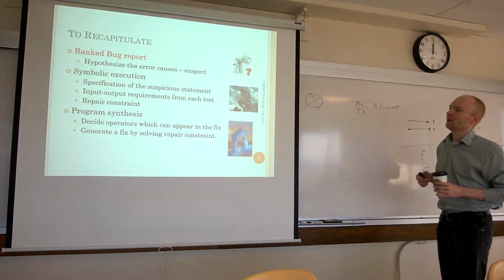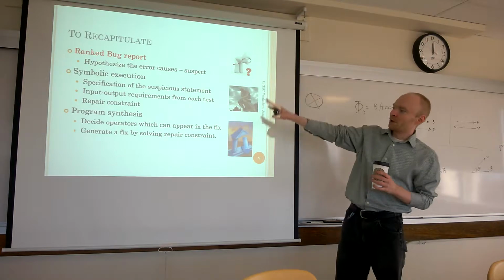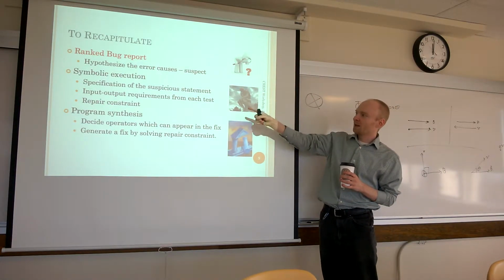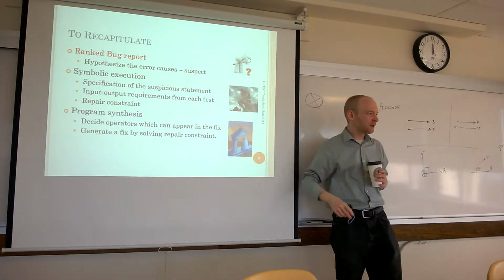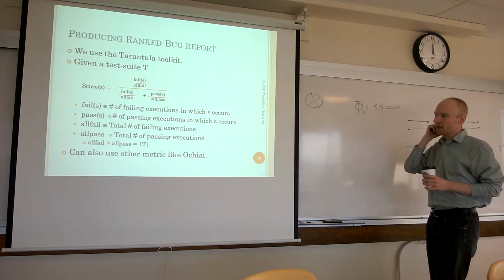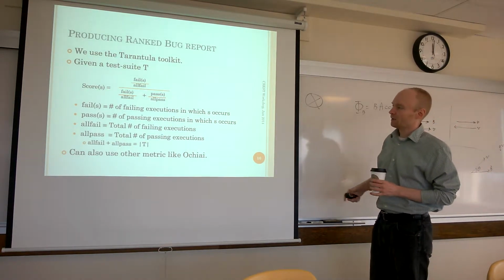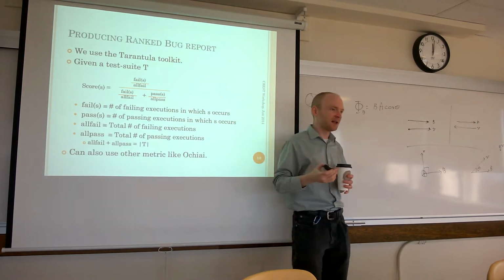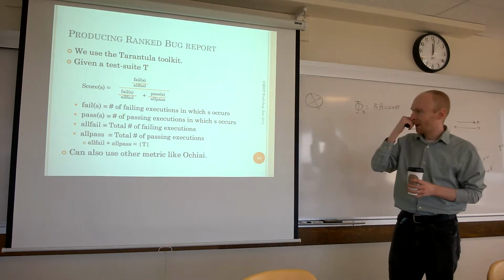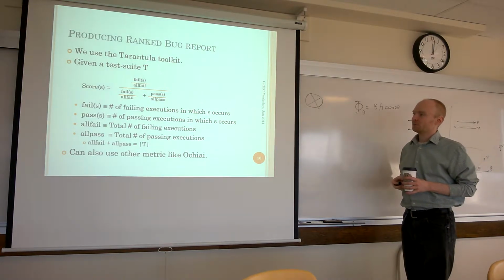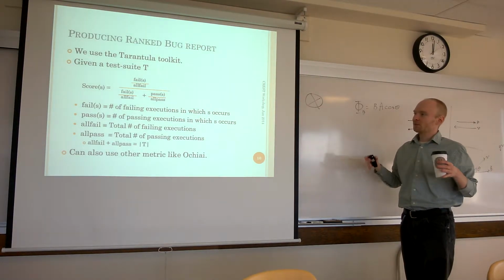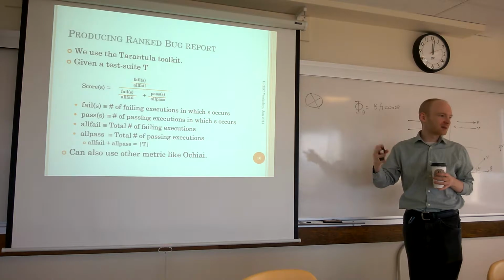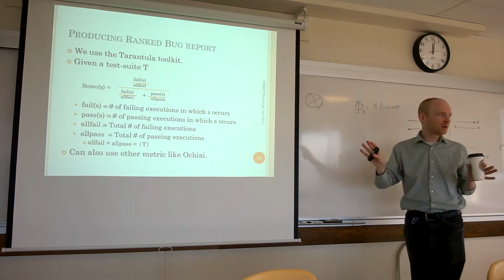Okay, so going back over everything, these are our steps again. We've got this ranking, we've got symbolic execution, we've got program synthesis, and you've seen Tarantula already. So we have these notions of evidence that are given based on statements executing inside the failing tests versus all of the passing tests. You should be familiar with this at this point, right?